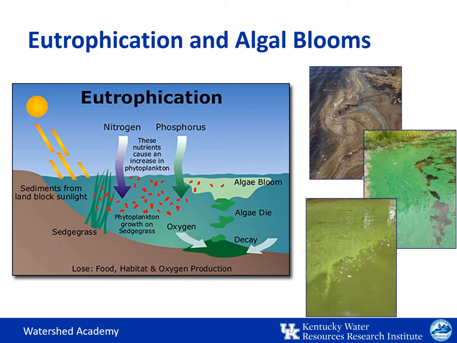Some algal blooms contain organisms that produce toxins that can be harmful to humans and animals. These are called harmful algal blooms. Not every algal bloom is a harmful algal bloom.